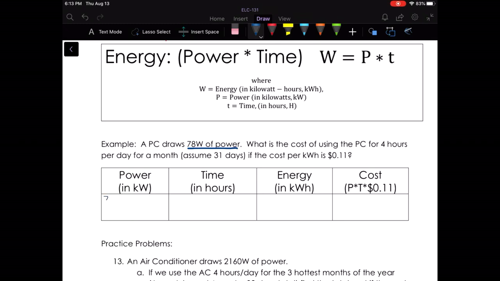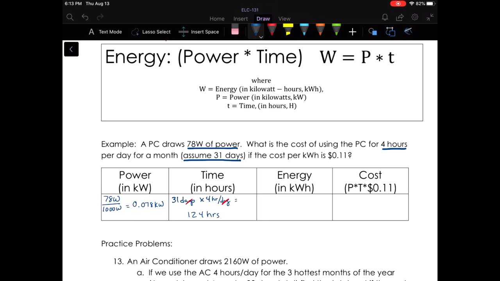Well, all we have to do is take our wattage and divide by 1,000 watts to get kilowatts. So that's 0.078 kilowatts for our PC. The time in hours. Okay, so we're assuming 31 days, 4 hours a day. So 31 days times 4 hours per day. And our days will cancel out here because we're dividing days by days. And we get 4 times 31, which is 124 hours.